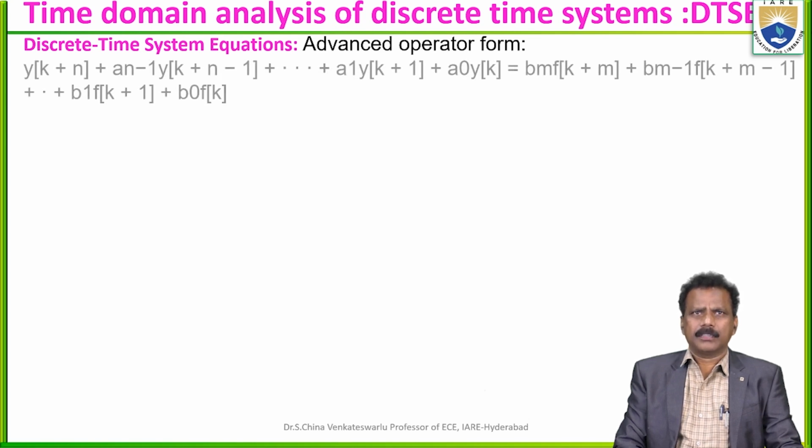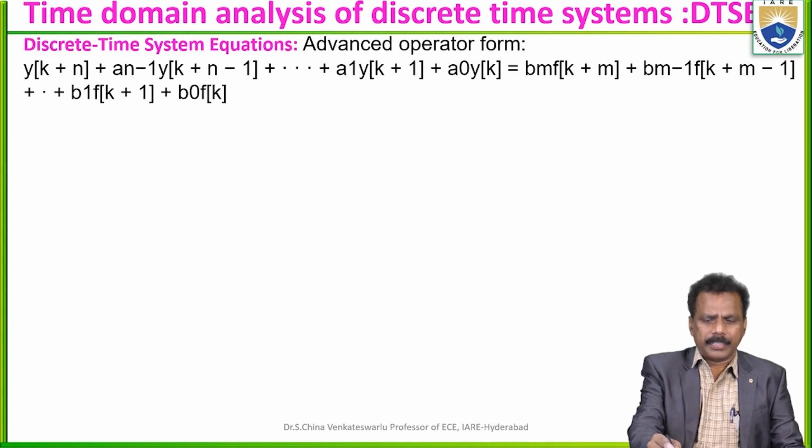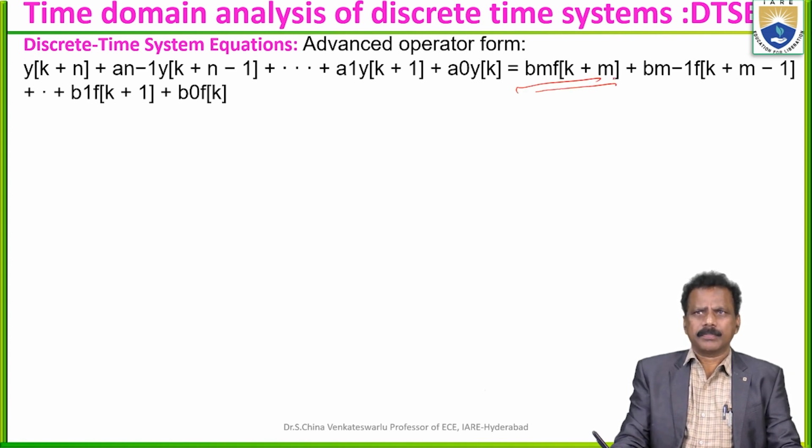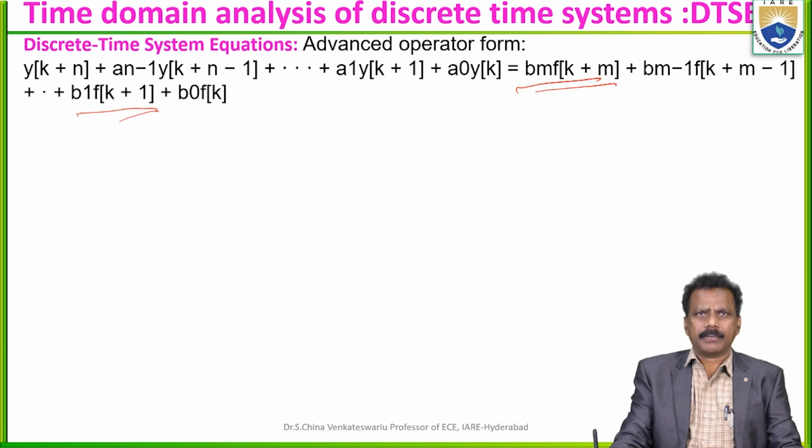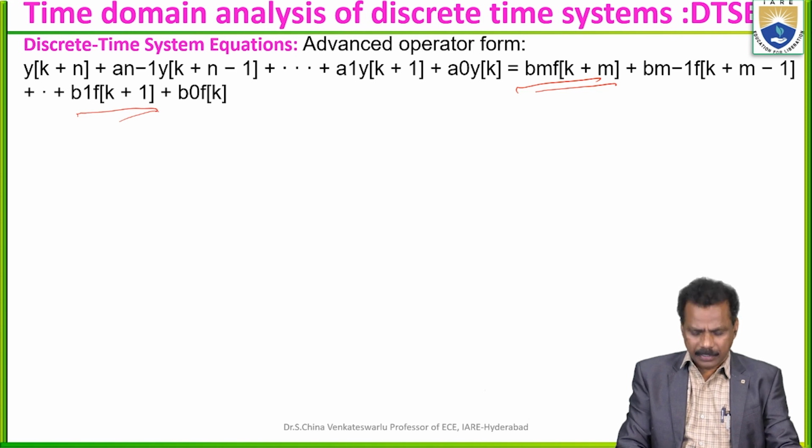The advanced operator form is considered as y of k plus n plus a n minus 1 y of k plus n minus 1 plus and so on, plus a1 y of k plus 1 plus a naught y of k is equal to bm f of k plus m plus bm minus 1 f of k plus m minus 1 plus and so on, plus b1 into f of k plus 1 plus b naught into f of k.